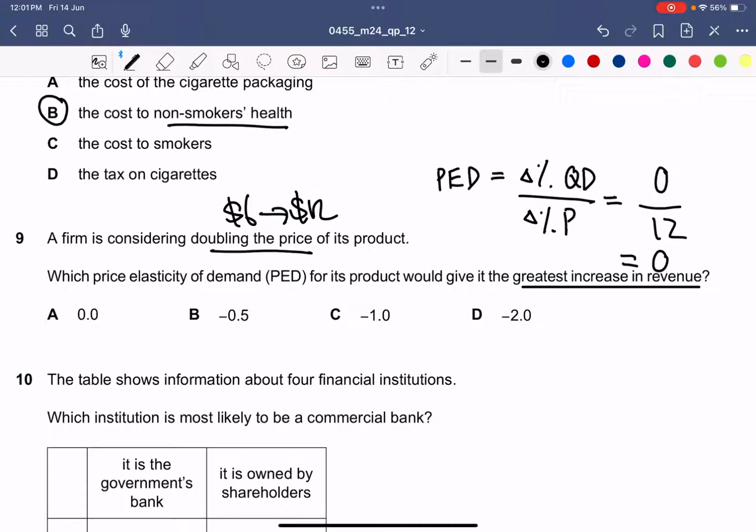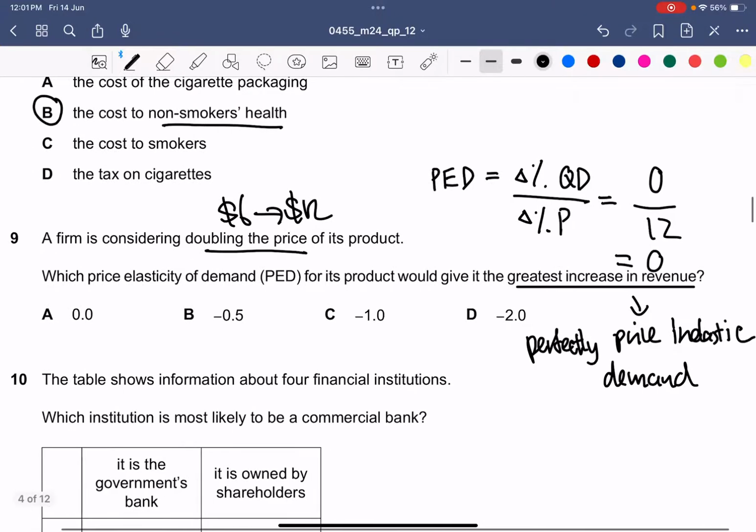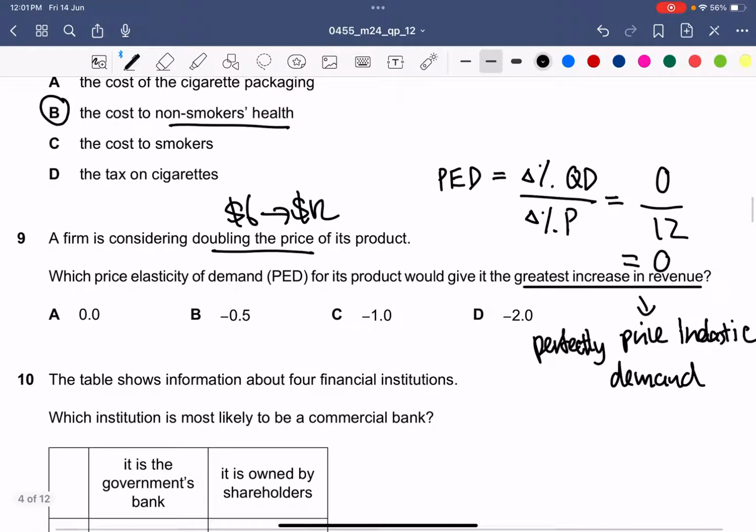Because the greatest increase in revenue, it is the price inelastic demand, perfectly price inelastic demand. So there's 0 change in percentage quantity demanded. This will only produce the greatest revenue. Yeah, this is something that you need to keep in mind. This is always the perfectly price inelastic demand. So 9 is A. Okay.